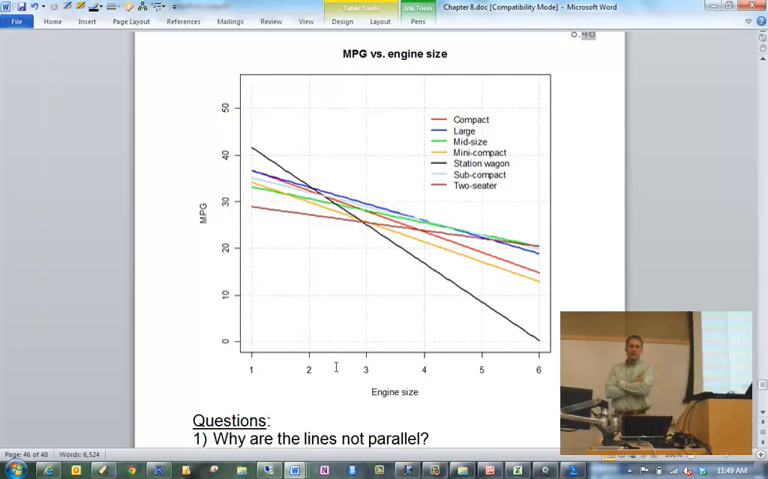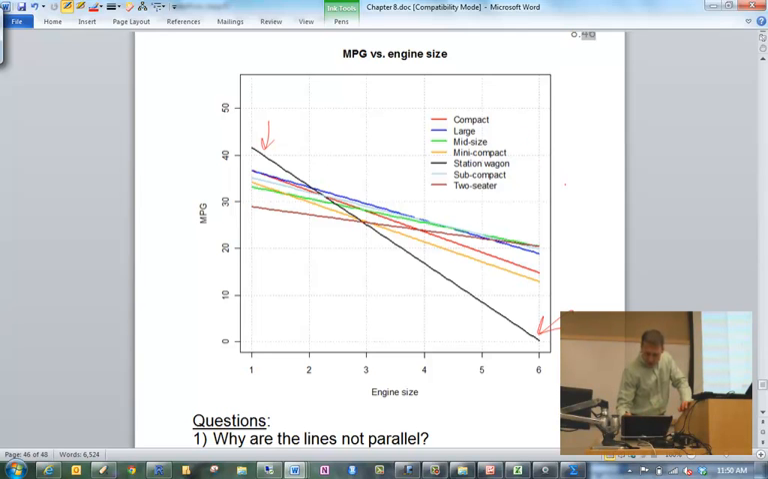So from this plot, we see why the interaction was needed. Remember what the definition of an interaction is: how one variable, let's say engine, affects the response is dependent on another variable, let's call it class. Well, we see the dependency here. The extreme case is look at station wagon, which is in black. So it's this line here. And compare that to two-seaters, which is in brown. So there's the line there.